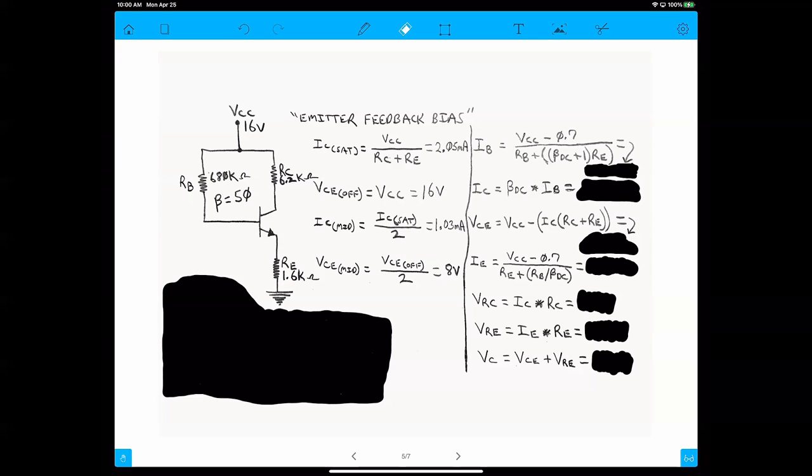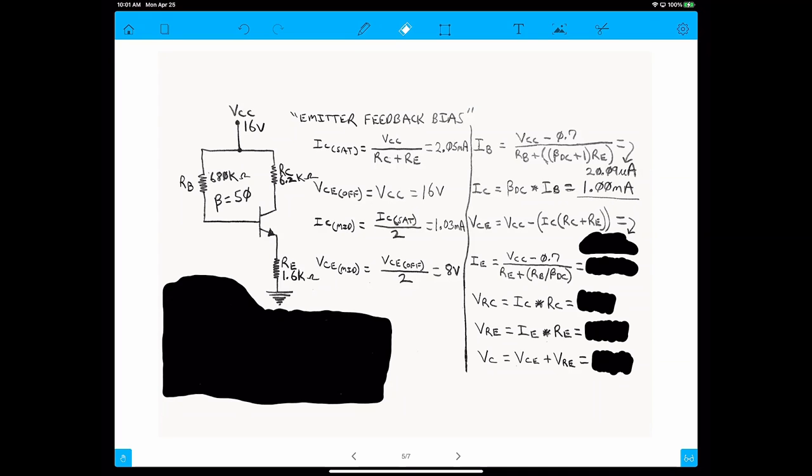The other thing is IB. For IB, we have our VCC minus 0.7 volts, which is our VBE, and we're going to divide that by RB plus beta DC plus one times RE. If we put those values into our formula, we're going to come up with about 20.09 microamps. Several of you had this perfectly correct. Now we have IB, we can calculate IC. Beta DC is already given to us, which is 50. If we multiply that 50 times the 20.09 microamps, we're gonna come up with about 1 milliamp.